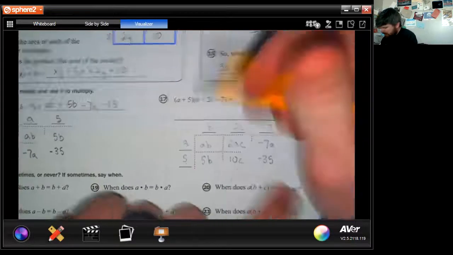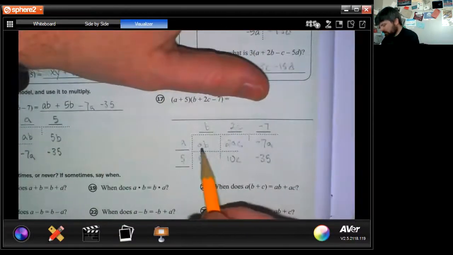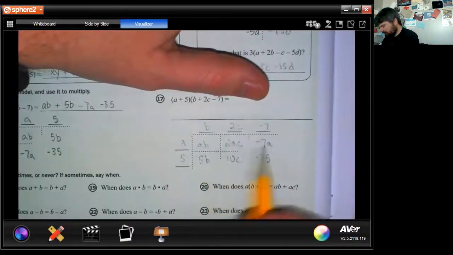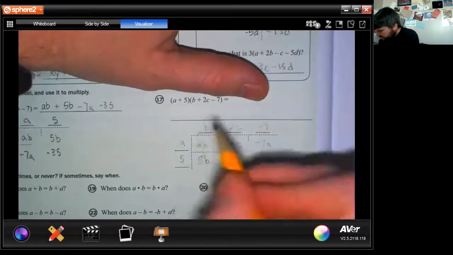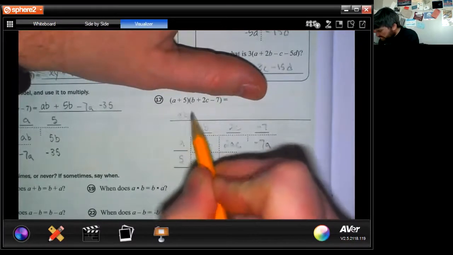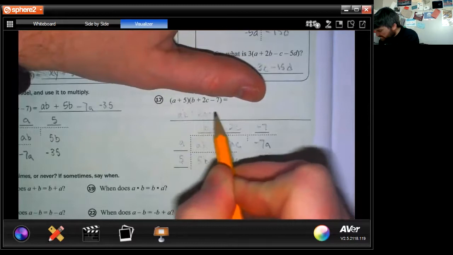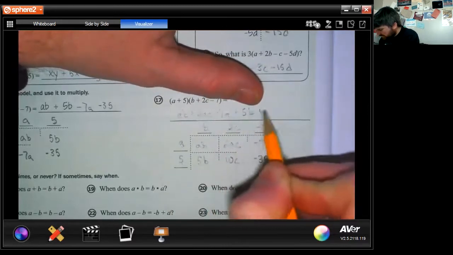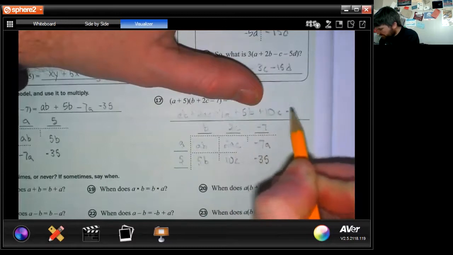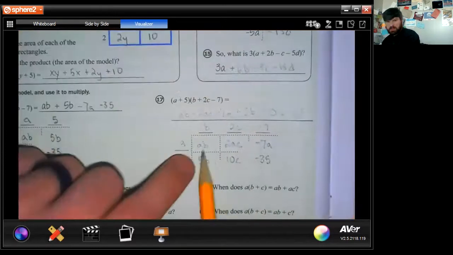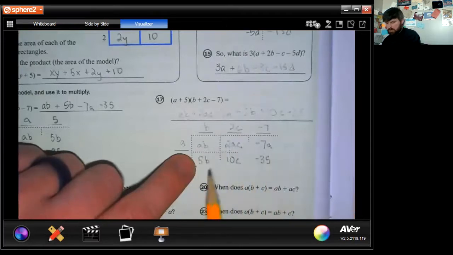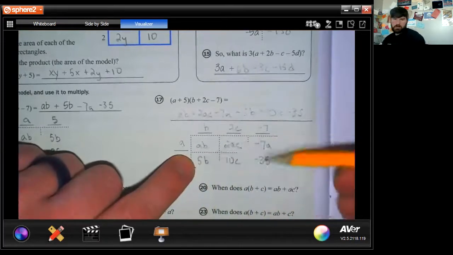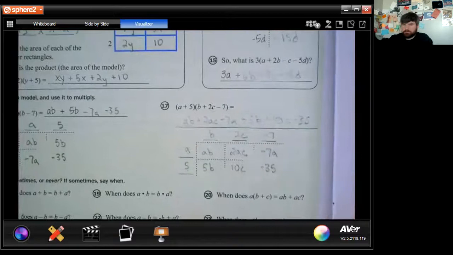So then we just need to add them all together. If you look through here, none of them have like terms. So we have ab plus 2ac minus 7a plus 5b plus 10c minus 35. Again, I went this way when writing it. You could have gone down if you wanted when you were writing that.